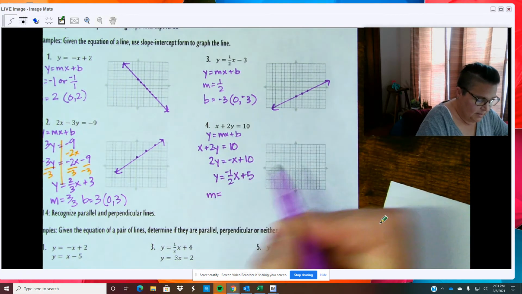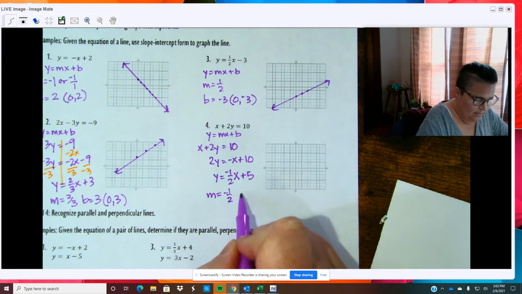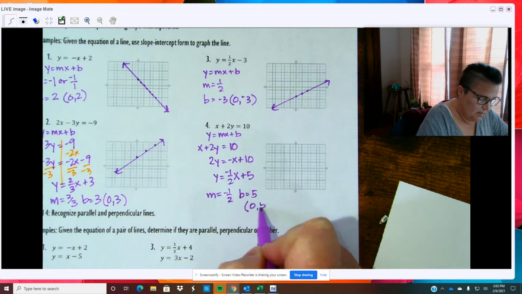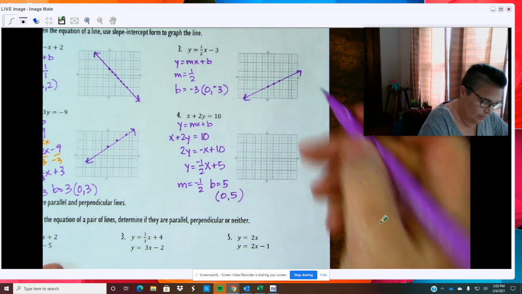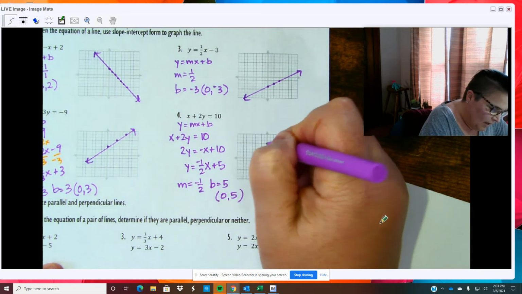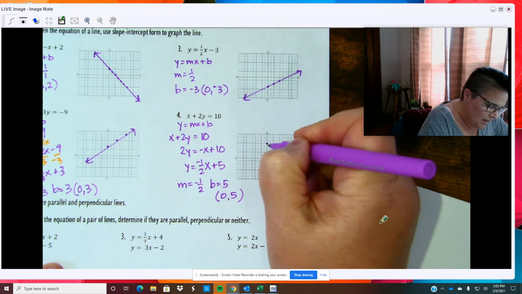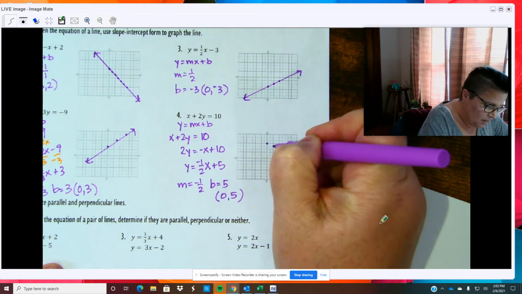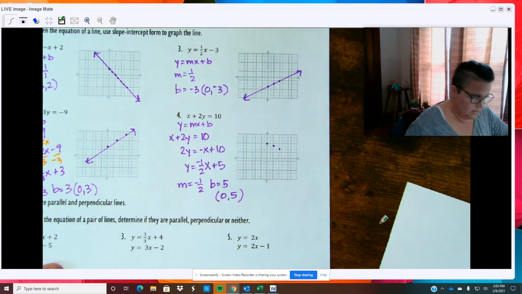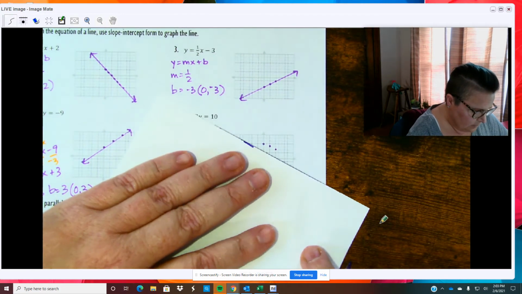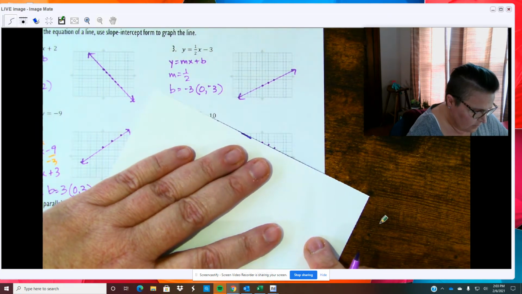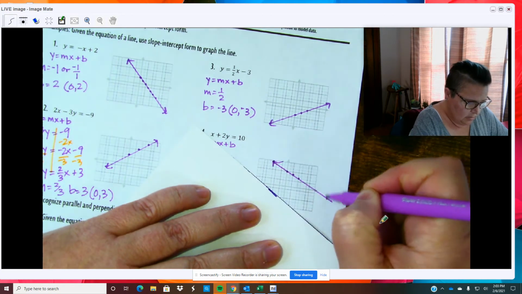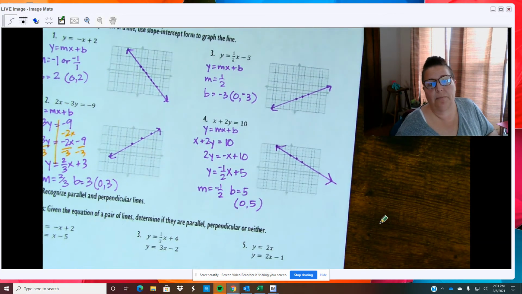I can tell that my slope is negative 1/2, and the b value is 5, so I'm going to begin at the point (0, 5). So (0, 5) to begin. And then the slope is negative 1/2, so I'm going to fall 1 and go right 2. Fall 1 and go right 2. There we go. Once I have that done, I can plot that graph.